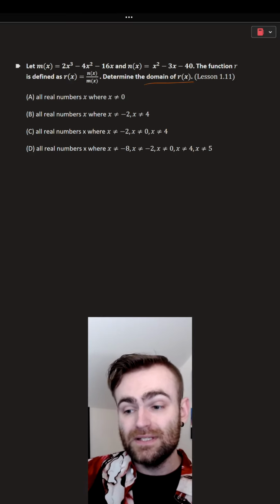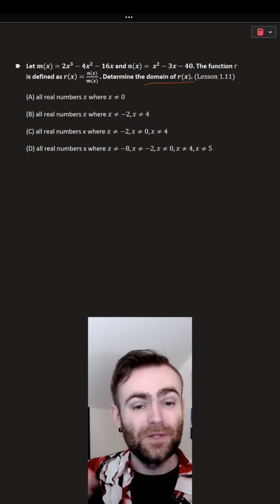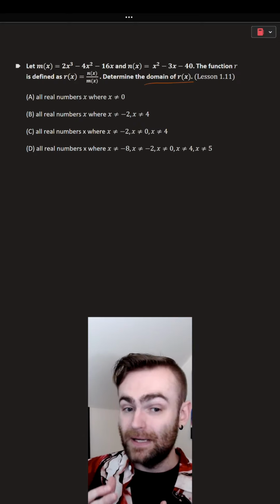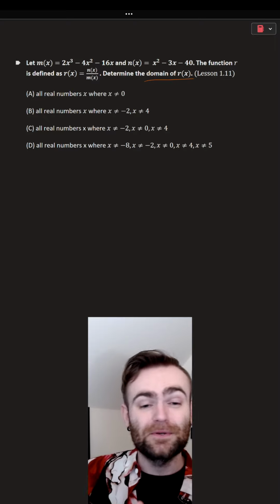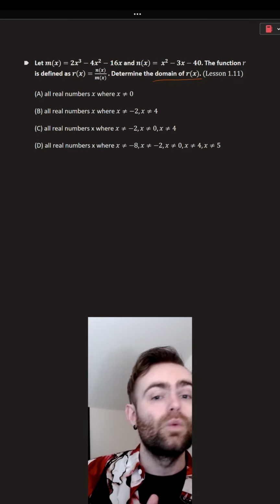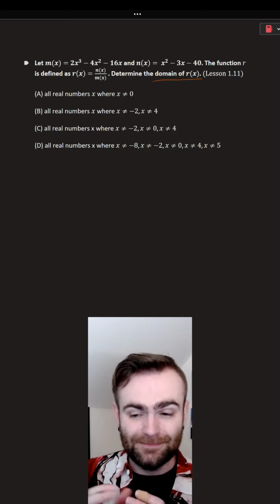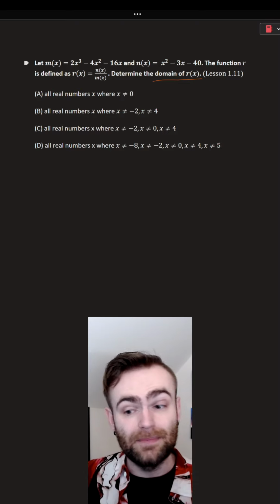So for functions that use our typical algebraic forms, we would assume by default the domain is all real numbers, negative infinity to positive infinity. Where we start to restrict these values is where we break math, and in this case here, it would be where we divide by 0.